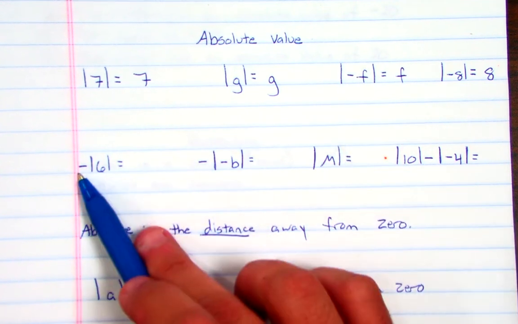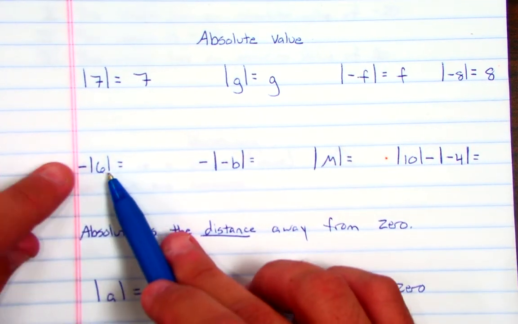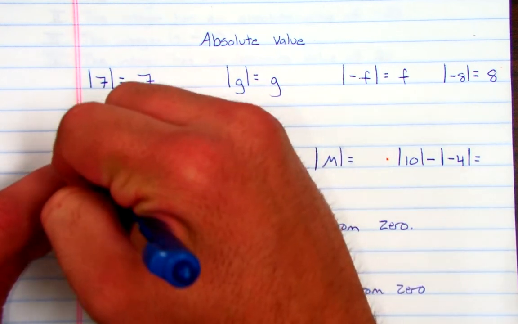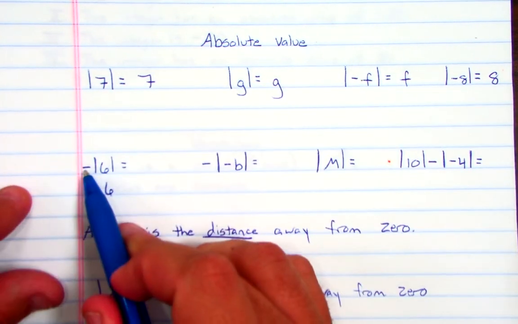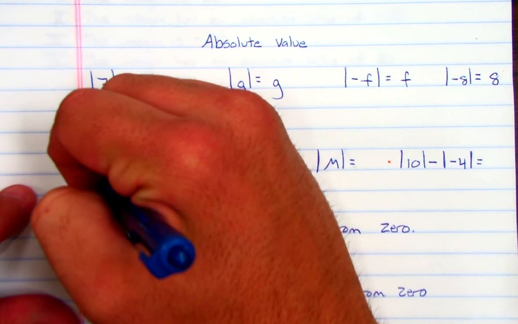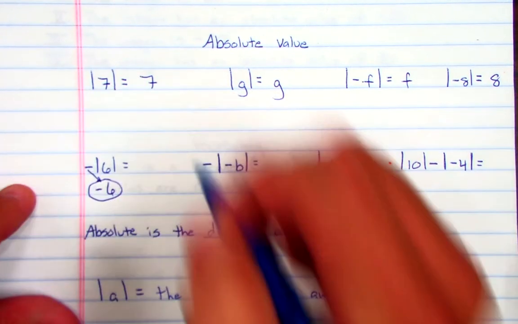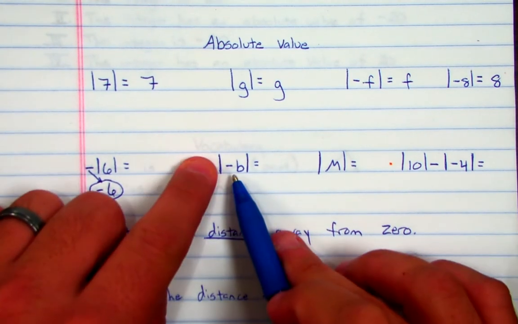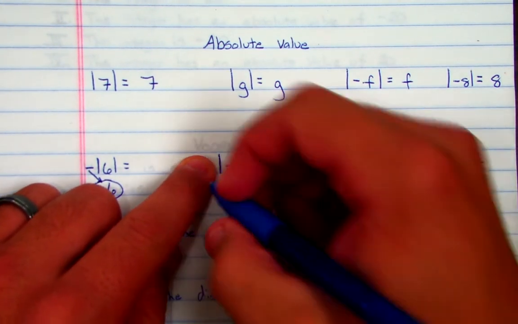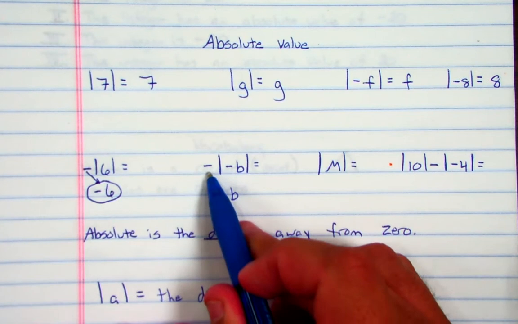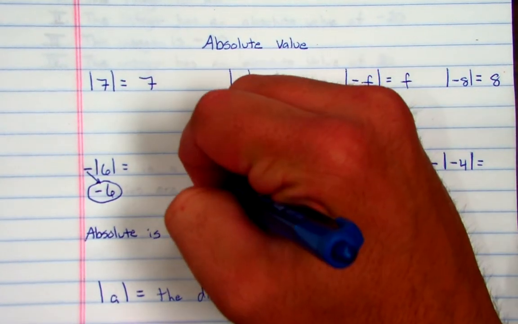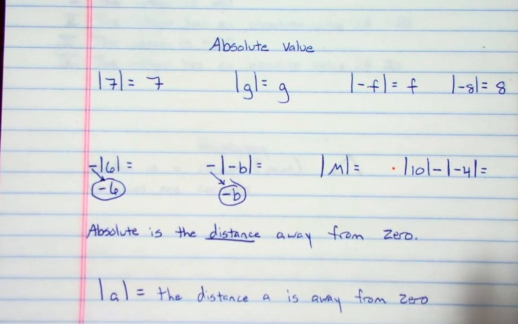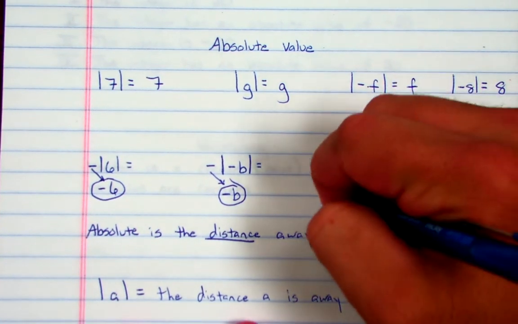Now, check this one out. We're going to break it up. What is the absolute value of 6? Well, it's just 6. Now, you see the negative on the outside? It has to come down and join. So that is the only way it's going to be a negative answer. Absolute value of negative B is B. The negative on the outside has to come down and join. So that answer is negative B. The absolute value of M is just M.